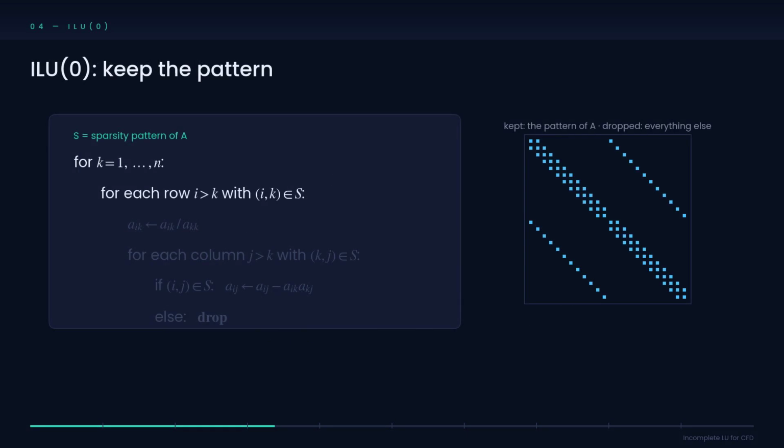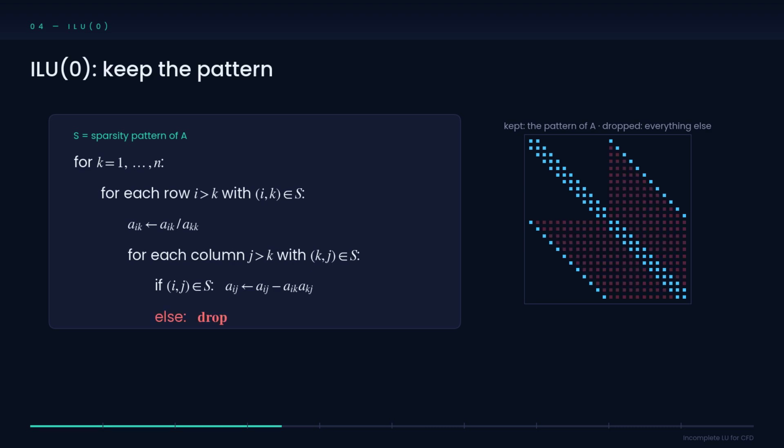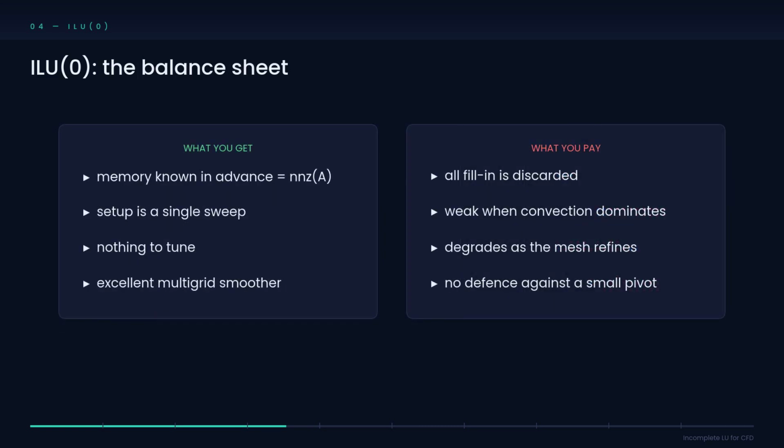The strictest possible choice is ILU 0. Take the sparsity pattern of A and permit nothing else. The elimination loop is unchanged, but every update that lands in a position that was structurally 0 is simply discarded. L and U end up with exactly the pattern of the lower and upper parts of A. The advantages are real. Memory is known in advance and equals the storage of A. Setup is one sweep. There is nothing to tune.